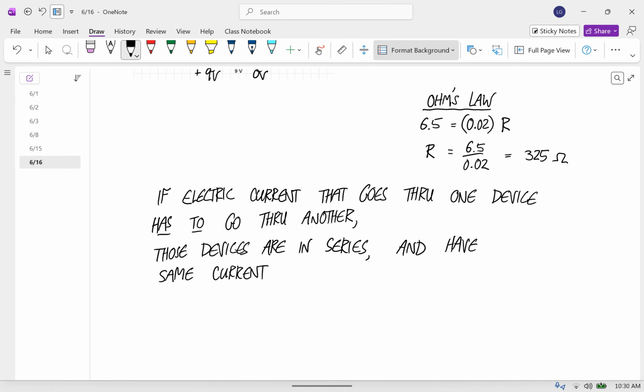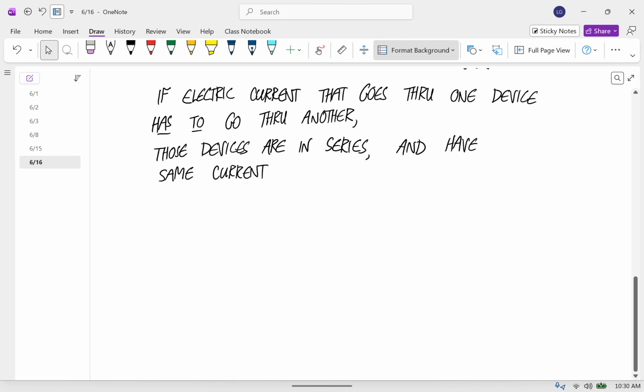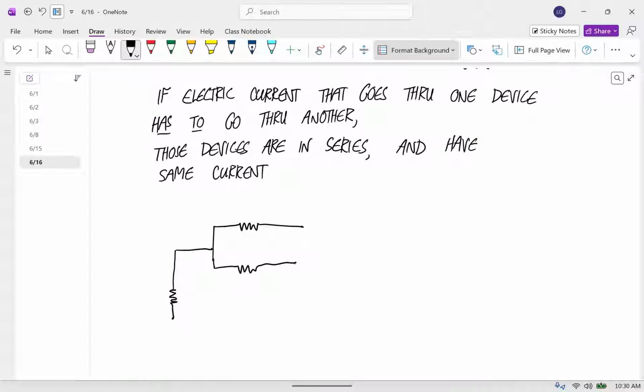Okay. What would be an example of two devices that aren't in series? So let's say that we had something. We're going to hopefully get to this today too. So let's say we had part of a circuit that looked like this, and let's say this is 330 ohms, this is 1,000 ohms, this is 10,000 ohms. Are either of these two in series with this one?